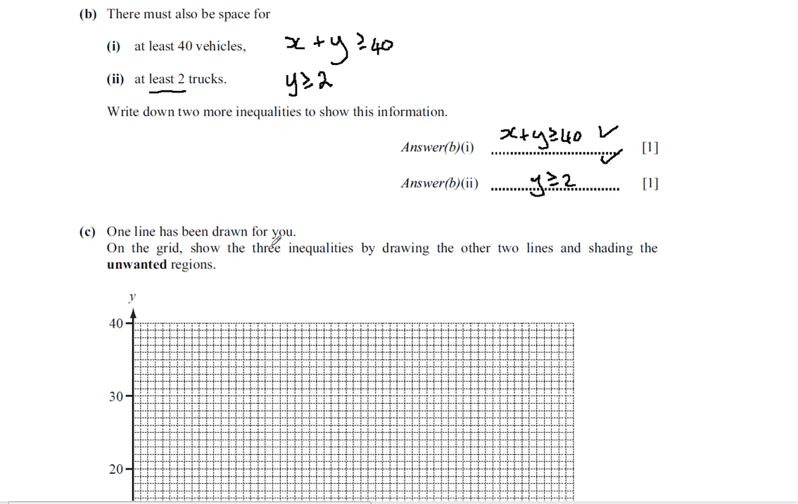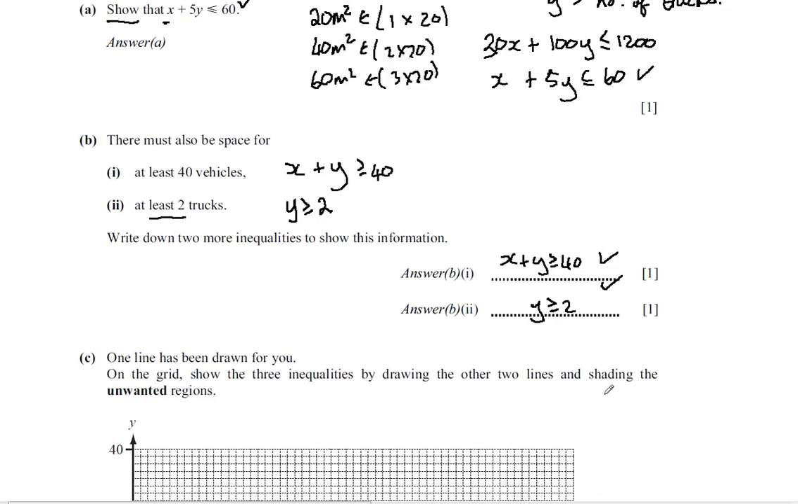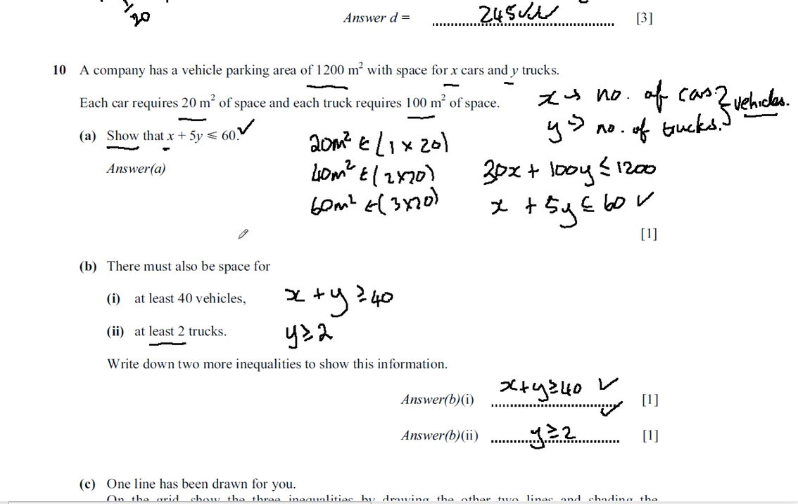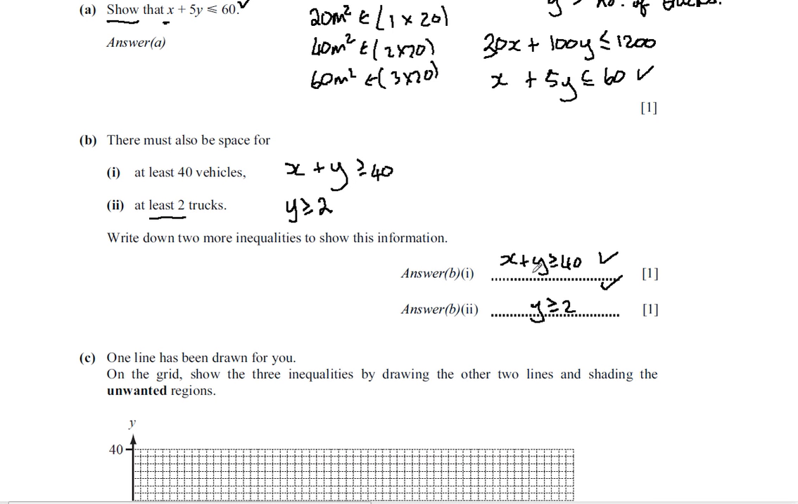Okay, so one line has been drawn for us. This is this inequality up here. We've got to draw these two now, and shade the unwanted region. So, taking these and making them equations, x plus y is equal to 40, and y is equal to 2.